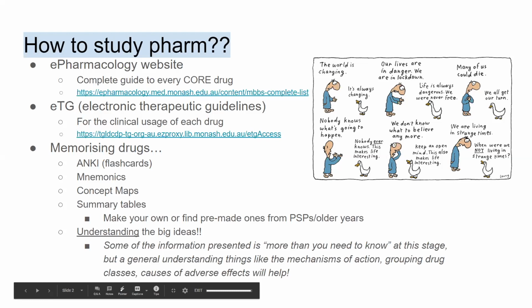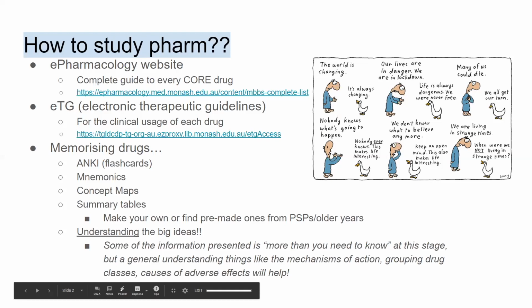So firstly, I would recommend the ePharmacology website, and it's quite accessible. You just need your Monash email, and it is basically a collation of all the drugs that you need to know by the end of year 5. There are quite a lot of them, but you will eventually work your way through, and it's like a dictionary for all the drugs.